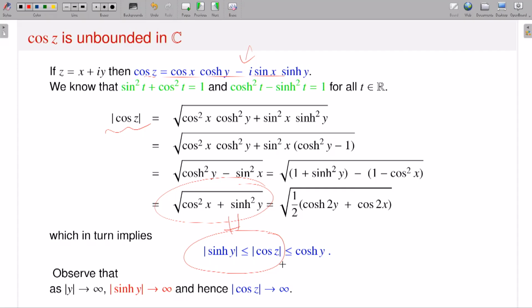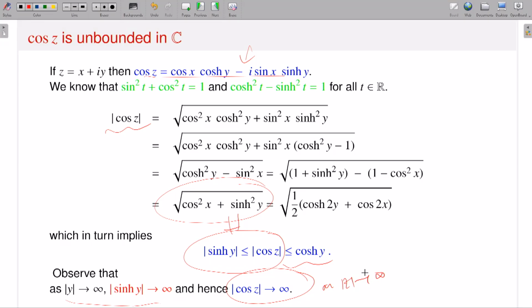The first one is enough. You do not care about the second one, because I just wanted to prove that it goes to infinity as mod z approaches infinity. Now this is the same trick. If mod y approaches infinity, that means modulus of sinh y blows up. So it implies that this also approaches infinity as mod z approaches infinity.